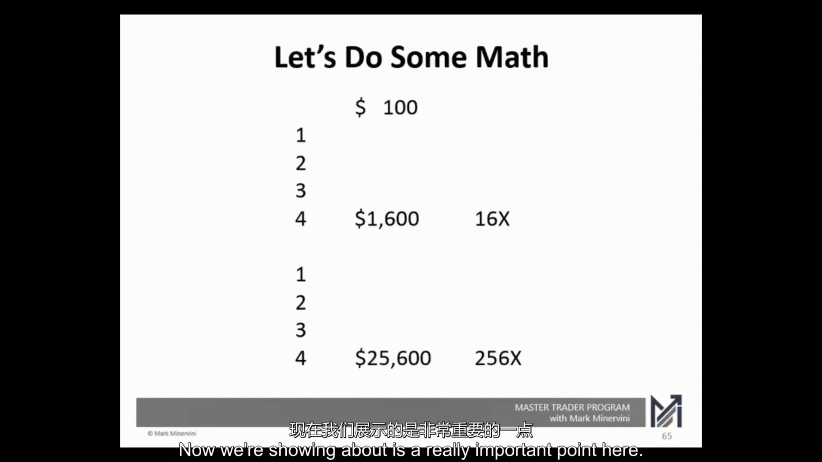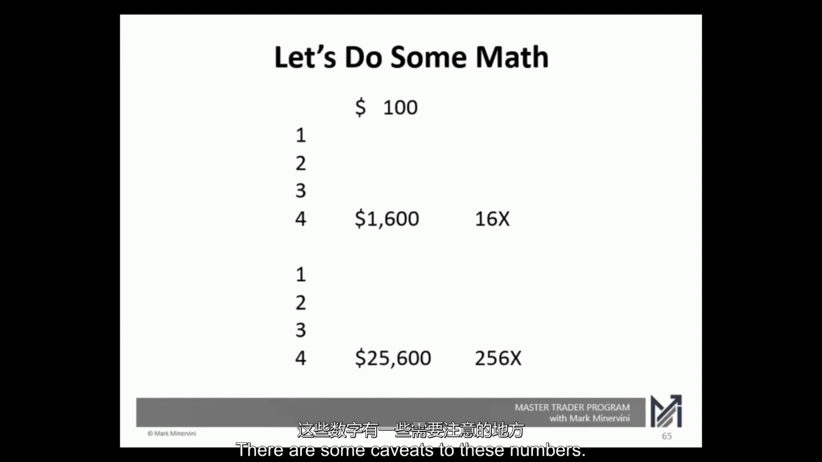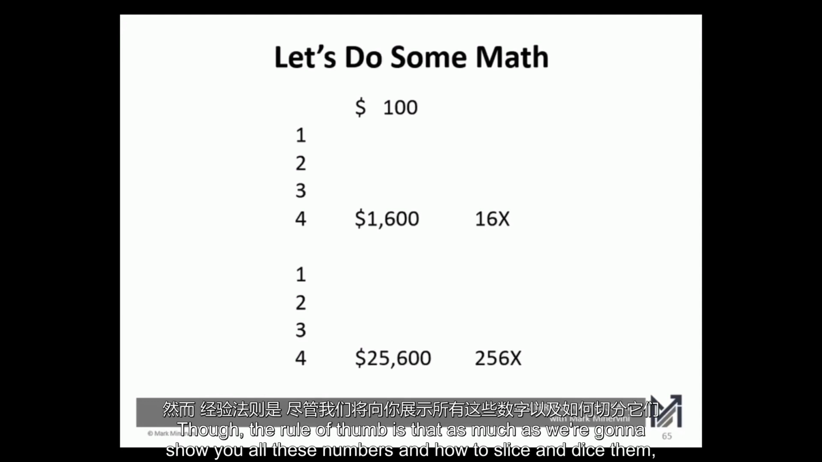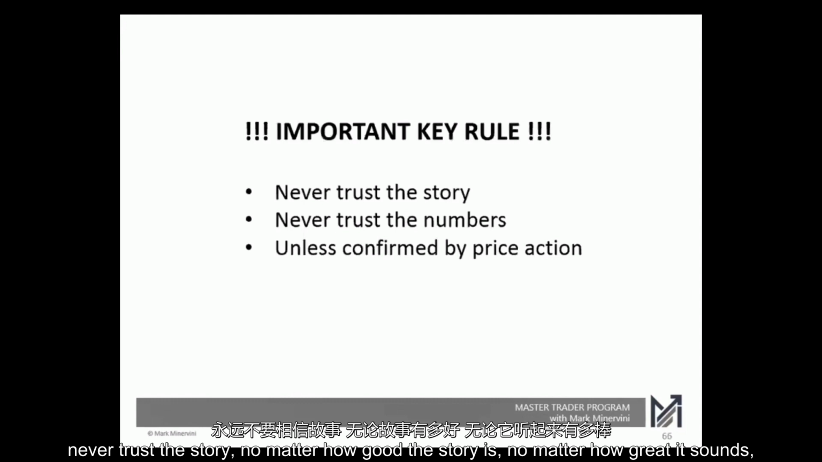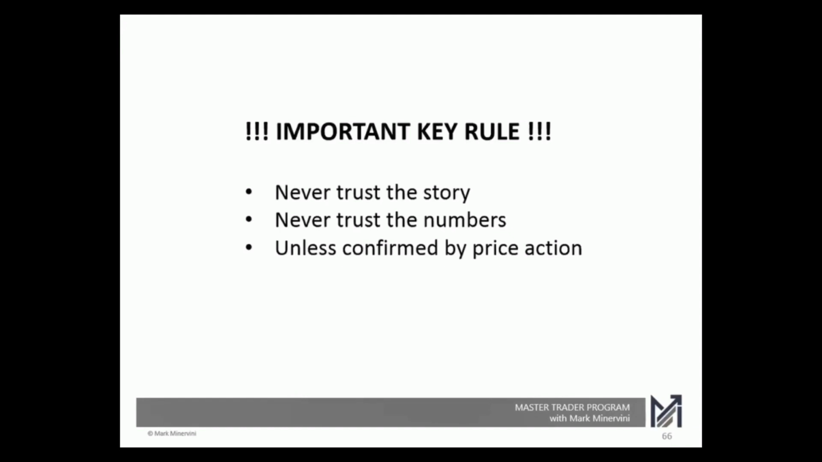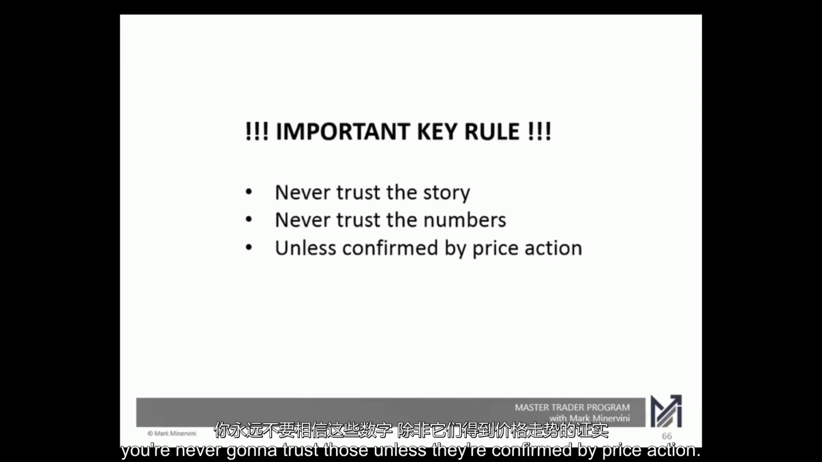So now, it's a really important point here, and again, we're going to get into what David was talking about also, selling on technicals. There are some caveats to these numbers. The rule of thumb is that as much as we're going to show you all these numbers and how to slice and dice them, the rule is never trust the numbers. Never trust the story, no matter how good the story is, no matter how great it sounds, no matter how great the numbers are, whether there's triple-digit earnings and sales every quarter, no matter what those numbers are, you're never going to trust those unless they're confirmed by price action.